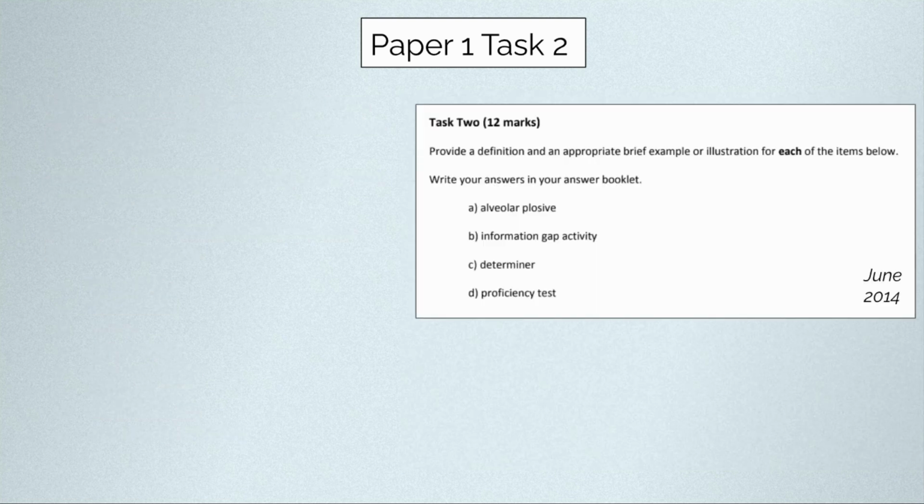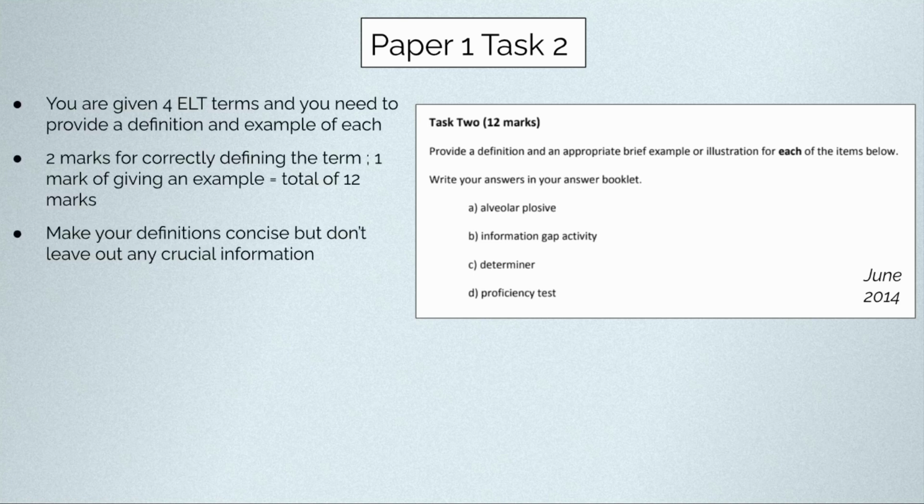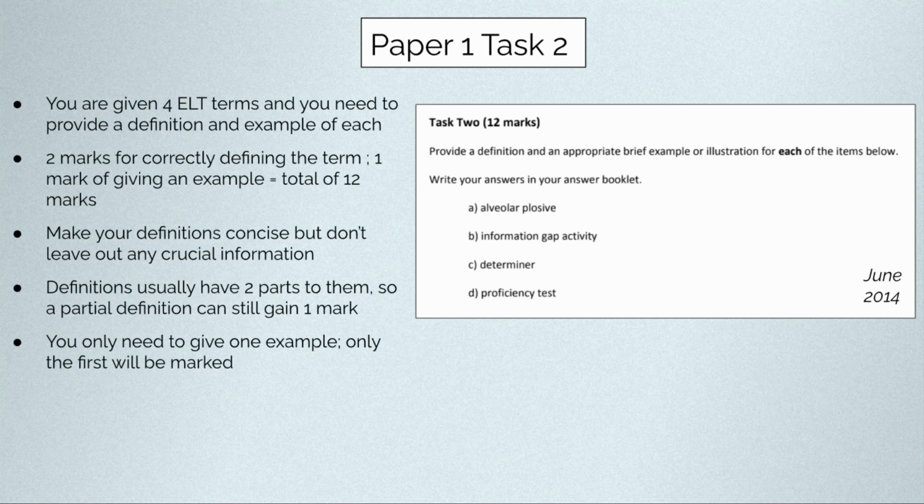In Paper 1 Task 2, this is where you provide definitions and examples for terms, 4 of them in total, totaling up to 12 marks. We've all been through this before, so just have a quick read if you need a refresh.